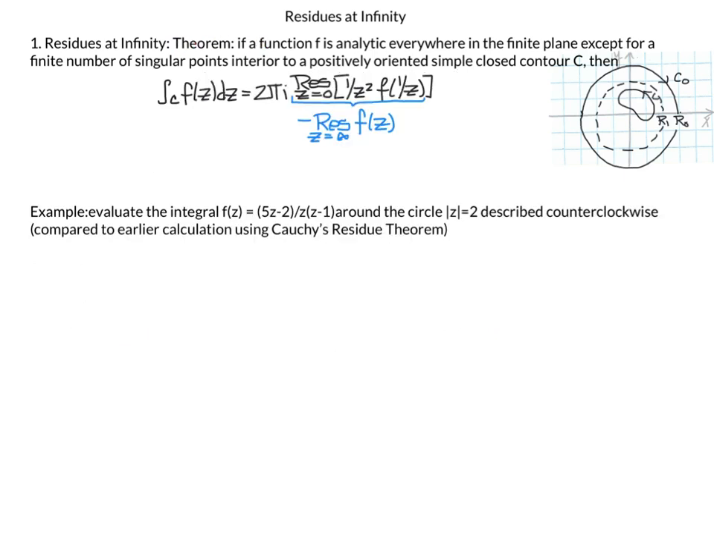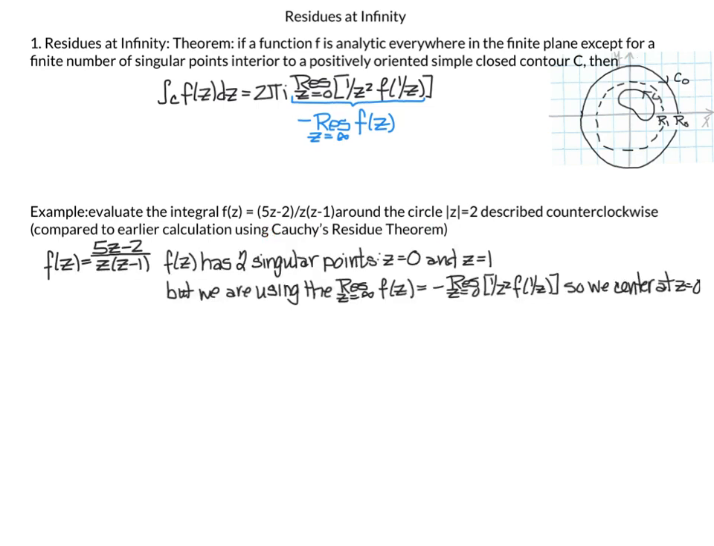I have our theorem here that says our closed curve integral of f of z dz equals 2 pi i residue at z equals 0 of 1 over z squared f of 1 over z, and I remind myself that this residue is equal to the negative residue at z equals infinity. Now we can do our example. Evaluate the integral of f of z equals 5z minus 2 divided by z times z minus 1 around the circle of radius 2 described in the counterclockwise direction, and we'll compare this calculation to an earlier calculation from a previous video where we used the Cauchy residue theorem.